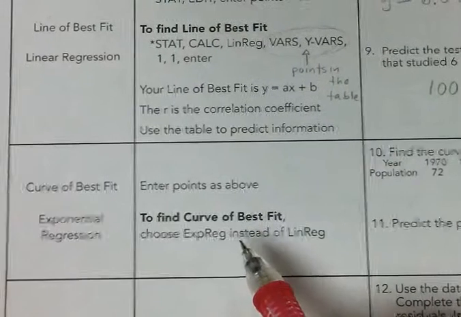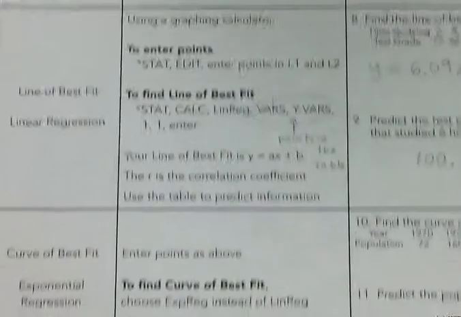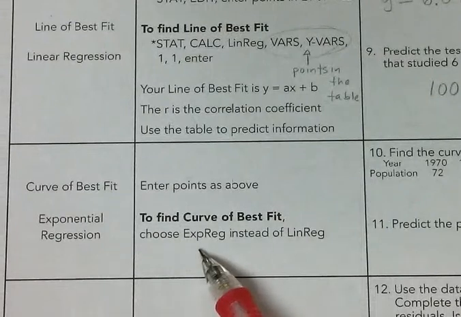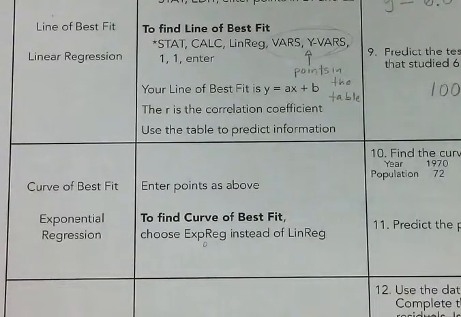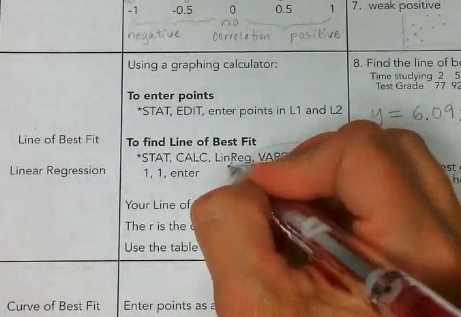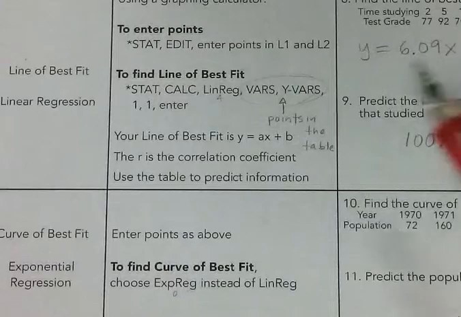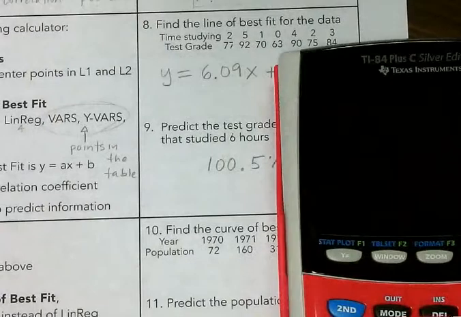So what we're going to do is enter the points just like we did up here with the stat, edit, and fill in list 1 and list 2. And then when we go to find the curve of best fit, the only thing that's different is that we need to look for the exponential regression, which was 0, instead of the linear regression, which was the 4 on the calculator. So that's the only change. We're still going to do the vars, the y vars 1, 1, because that gets the information in the table so that we can make predictions. So going to the calculator.